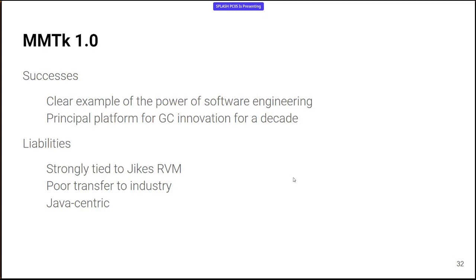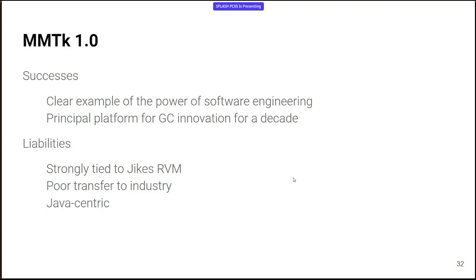Well, it was a clear example of the power of software engineering. If you take it really seriously and have a lot of faith in your amazing colleagues who are building the compilers, then you can go a long way. And one of the outcomes was, as Tony said in the intro, this was used for a lot of GC work in the subsequent decade or so. So I think undeniably it was a success at that level, but there were also the downsides.